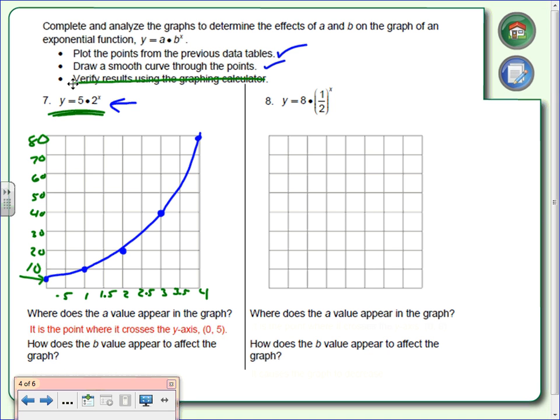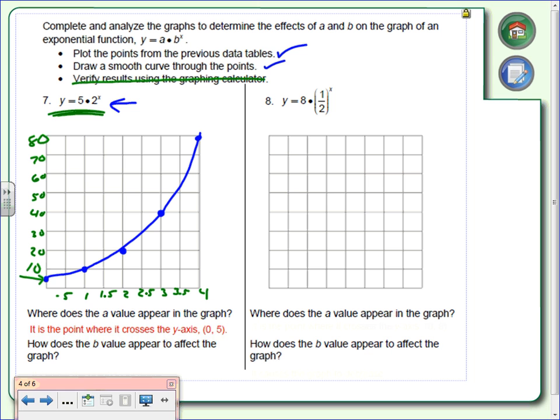How does the value of b appear to affect the graph? Well, before we answer that question, what is the b? 2. Notice that our b value is 2. So how is it affecting the graph? What does it do? It's making it increase. As a matter of fact, if you look closely at the y values, we had a 5. From 5 we went to 10. From 10 we went to 20. Then we went to 40. Every time we're doing what? Doubling it. And why are we doubling it? Because it's a 2.